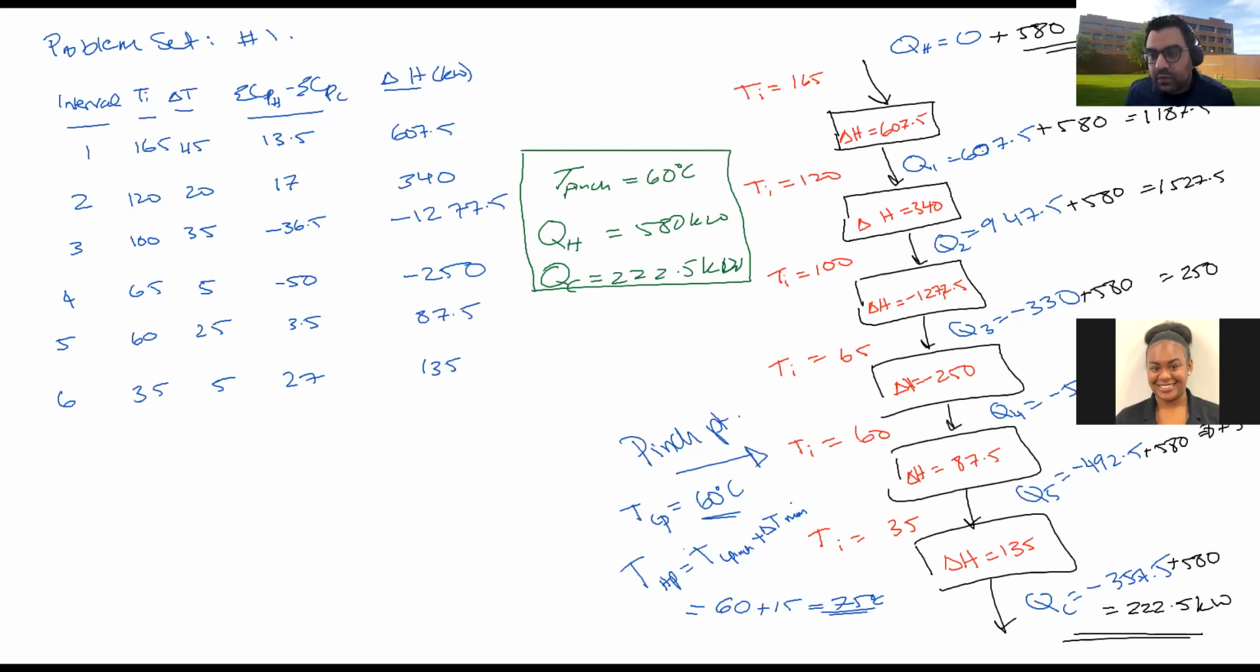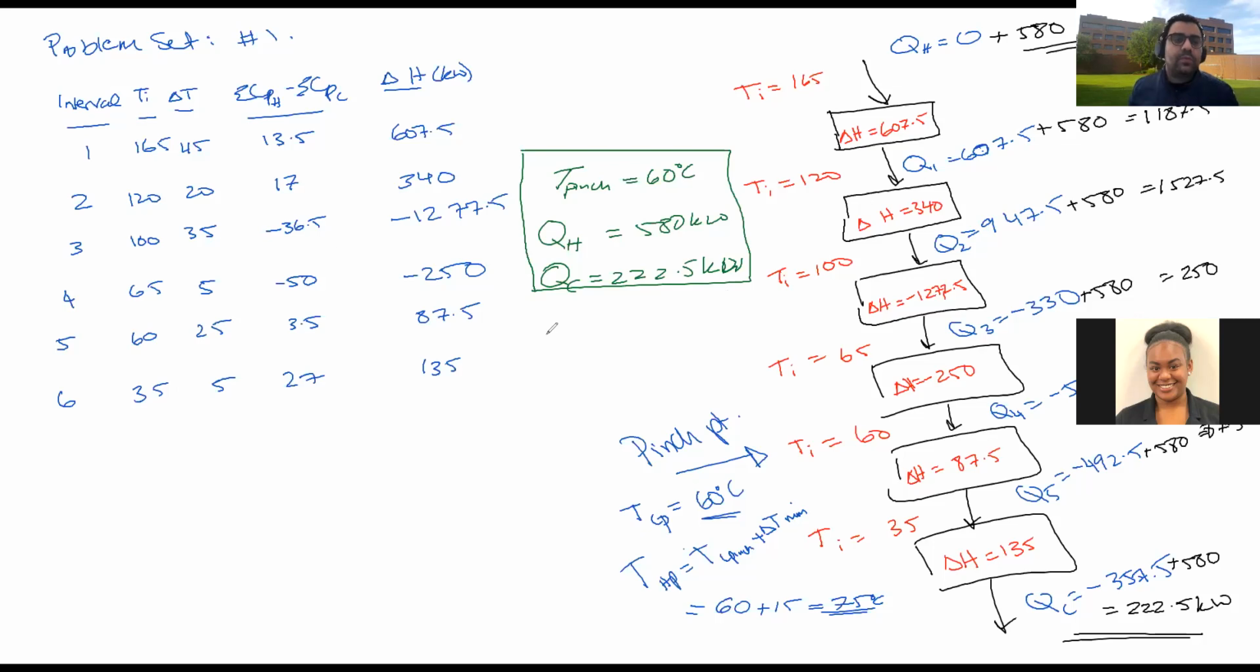Okay, so any questions about any of the steps to get to this point? How to build your cascade diagram, how to identify your pinch point, or going through these steps. And really, you just follow the steps, take it slowly, just be organized, have your calculator, don't confuse a plus sign and a minus sign, and you should be fine.